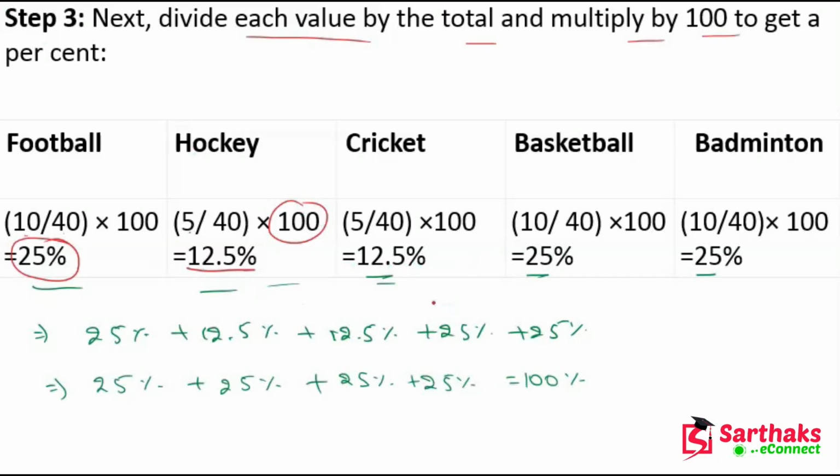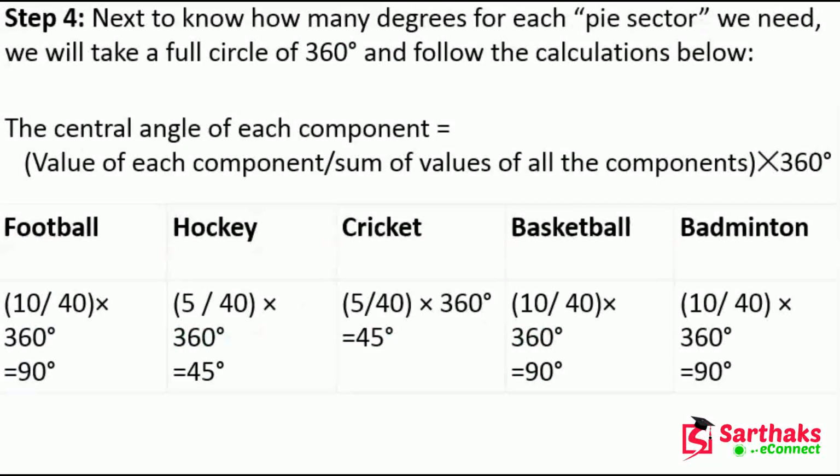Okay, now to draw the pie graph, we have to find the central angle of each segment. So how can we find it? Next, to know how many degrees each pie sector needs, we will take a full circle of 360 degrees and follow the calculations. The central angle of each component is the value of each component divided by the sum of the values of all the components, into 360.